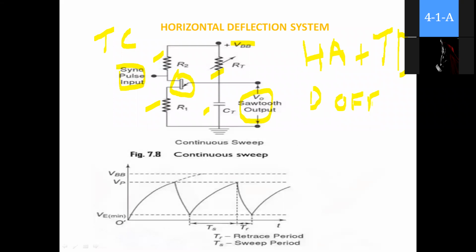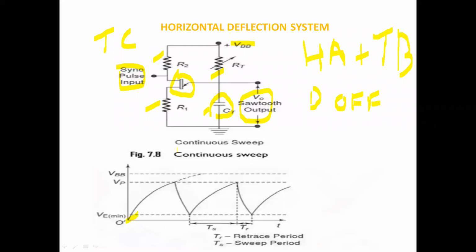When this UJT is in off condition, then what happens? This capacitor CT starts charging. Remember, when the UJT is in off condition, the capacitor starts charging. Up to which level does it go on increasing? It tries to keep increasing up to VBB, because here the supply given is VBB. So the capacitor starts charging up to VBB.